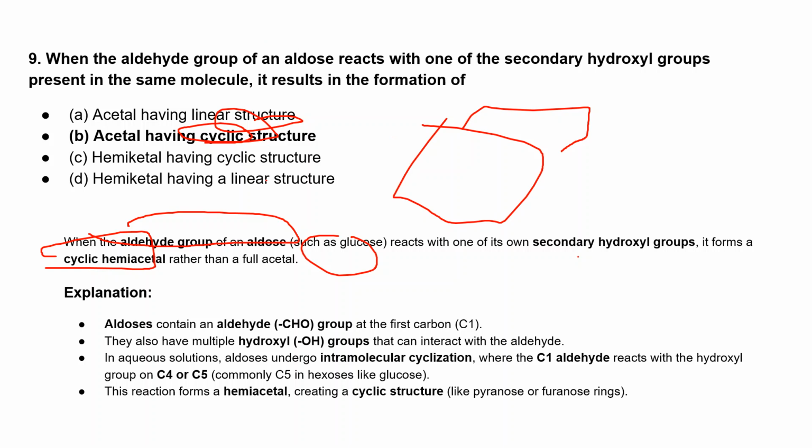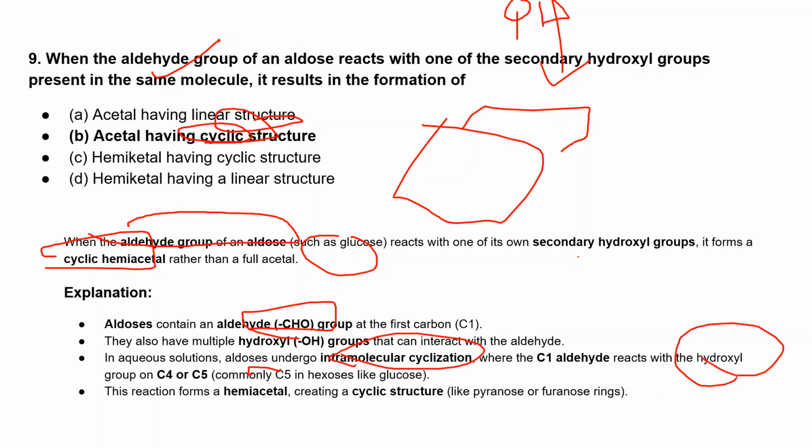Now it comes down to whether it is an acetal or a ketal. Because this is the aldehyde group, CHO, and this one is the secondary hydroxyl group, OH, it will form the acetal group only, and not in ketones, because the aldose has this CHO on the first carbon. In aqueous solution it will form the cyclization, that is confirmed. It will form the acetal only, not the ketal kind of structure. So this reaction gives the acetal having the cyclic structure, right?